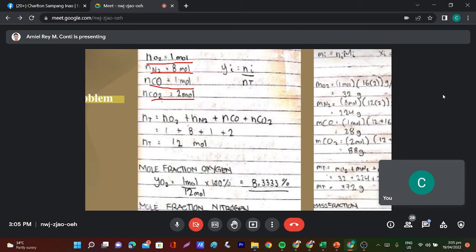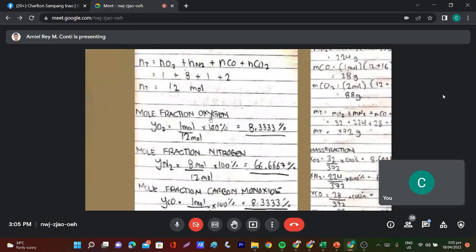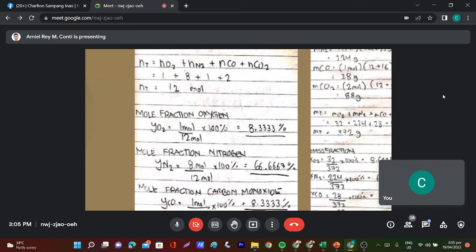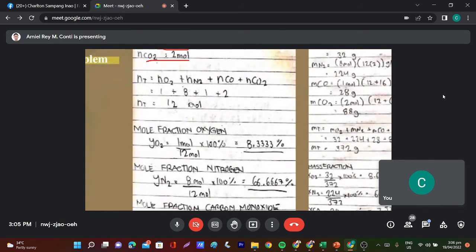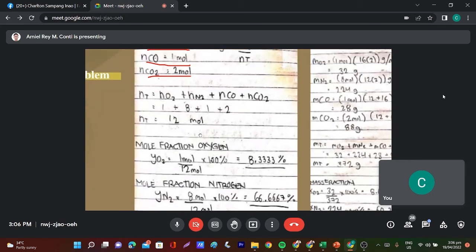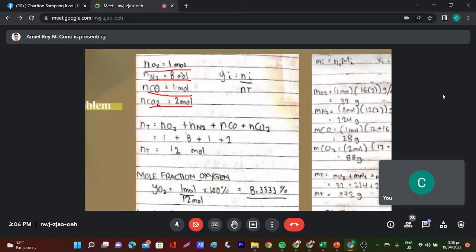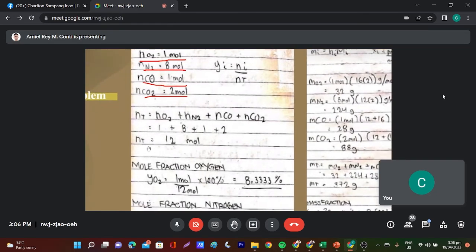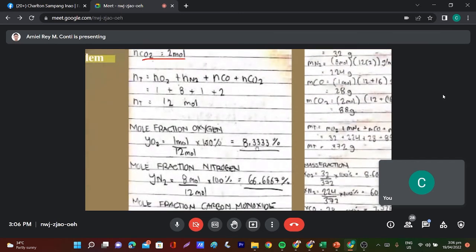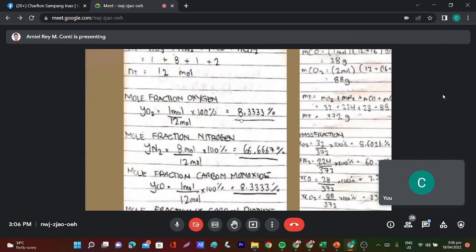Then next is, kinuha po natin is yung mole fraction ng oxygen. Mole fraction po muna ng oxygen. Focus po muna tayo sa oxygen ngayon. Then yung given na 1 mole ng oxygen is i-divide lang siya sa total of the mole we got, which is 12 mole, and we multiply sa 100% to know kung ilang percent yung mole fraction ng oxygen sa kabuuan. So 1 divided by 12 times 100% is equal sa 8.33%.